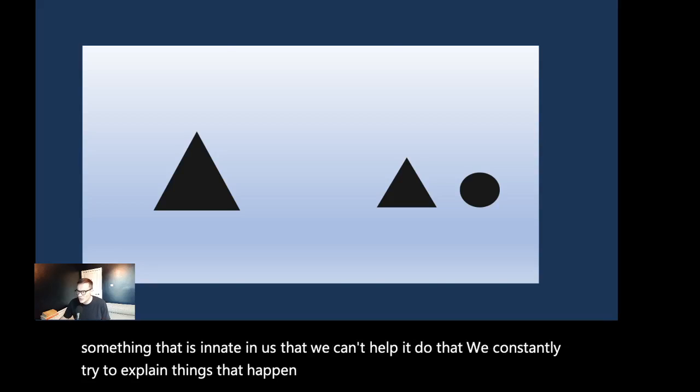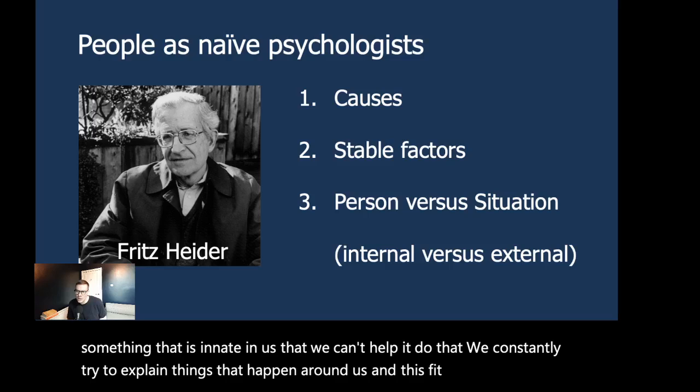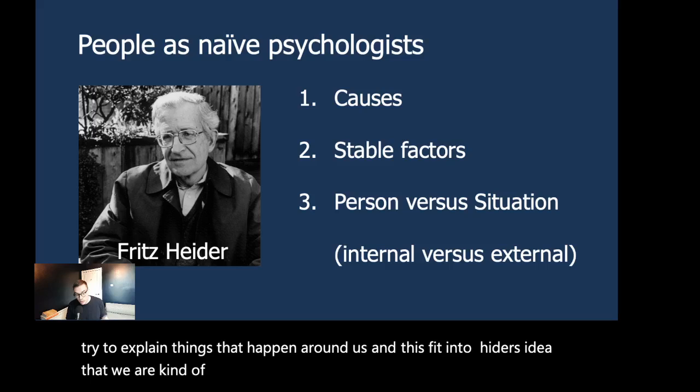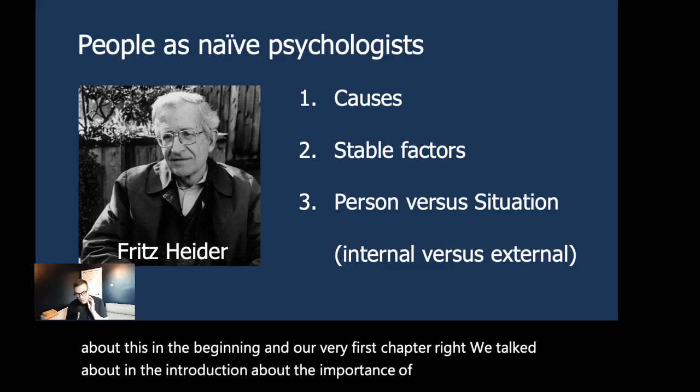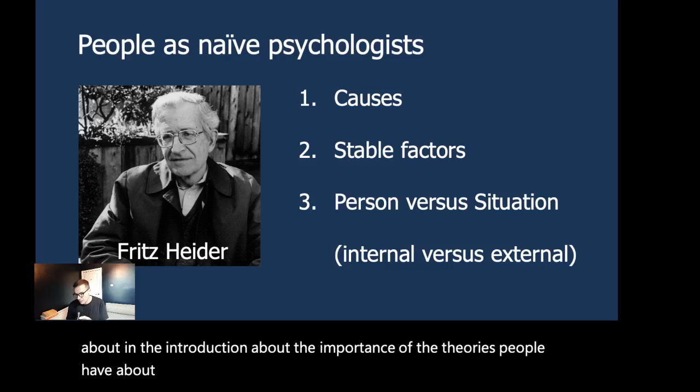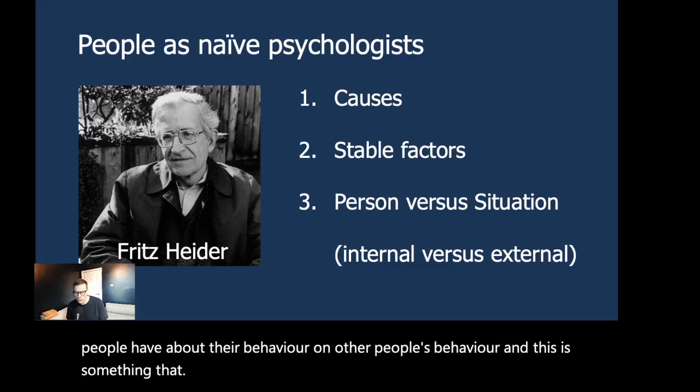And this fit into Fritz Heider's idea that we are naive psychologists or naive scientists. We talked about this in the beginning in our very first chapter, right? We talked in the introduction about the importance of the theories people have about their behavior and other people's behavior. And this is something that attributional theory and social explanation really took seriously.